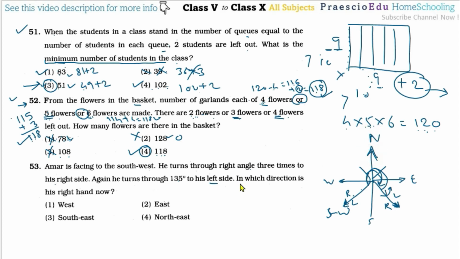Okay, then in which direction is his right hand? Now if he is facing here, his right hand is here and the left hand is here. Now the right hand is to the east, so option number 2 is the correct one.